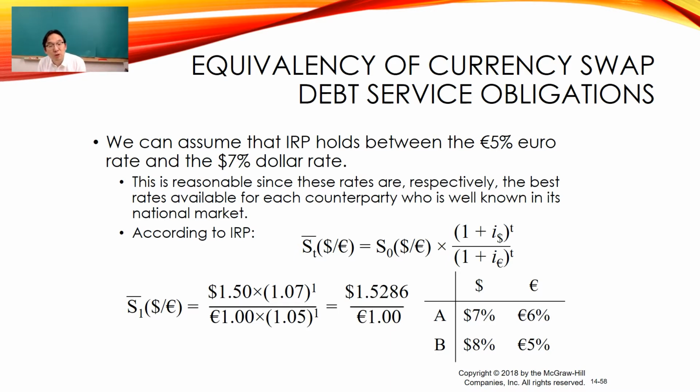IRP. We can assume that IRP holds between the 5% euro rate and the 7% dollar rate. This is reasonable since these rates are respectively the best rates available for each counterparty, who is well known in its national market. According to IRP, your forward rate should be spot rate times 1 plus your domestic currency rate to the power of t, over 1 plus your foreign currency rate, the denominator currency, by the way, to the power of the same time period. You just have to be consistent throughout, domestic currency over foreign currency. We are taking the US investors' perspective.